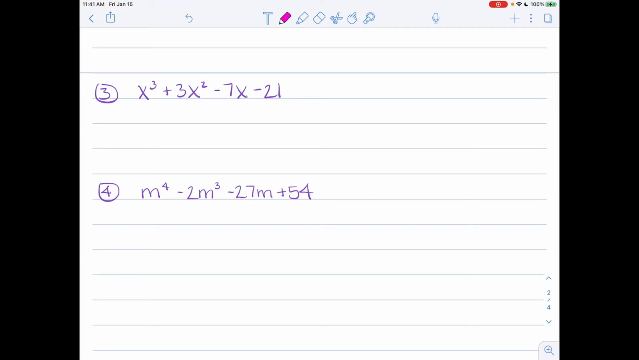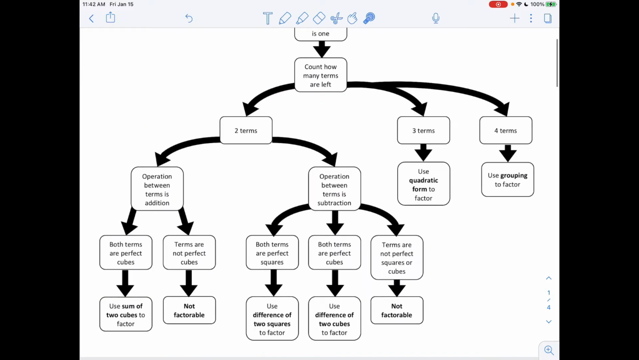Problem number 3. This is a little different. I have 1, 2, 3, 4 terms. Let's go to our flow chart to see what that means. Looking at my flow chart, I see that if I have 4 terms, I'm going to use grouping to factor.